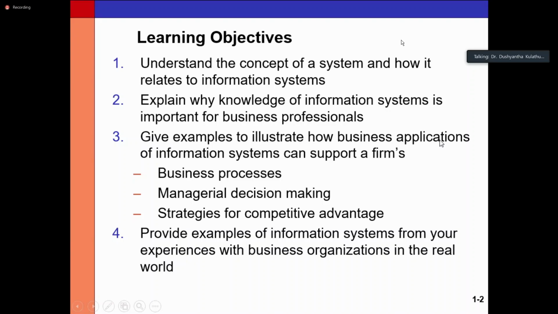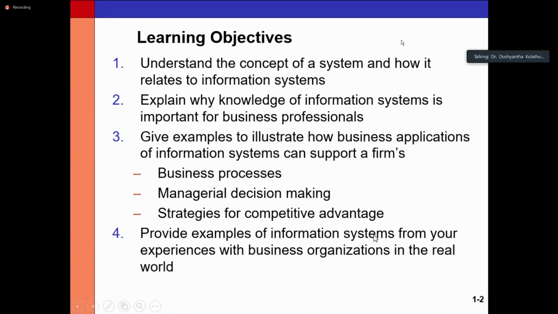Give examples to illustrate how business applications of information systems can support. Now we are going to look at the business applications of information systems, because we are looking at the utilization of information systems in businesses. So we will be focusing on the business applications which can be utilized by an organization to support different purposes, like business processes, managerial decision making, and strategies for competitive advantage. So we will be going into details in these particular areas.